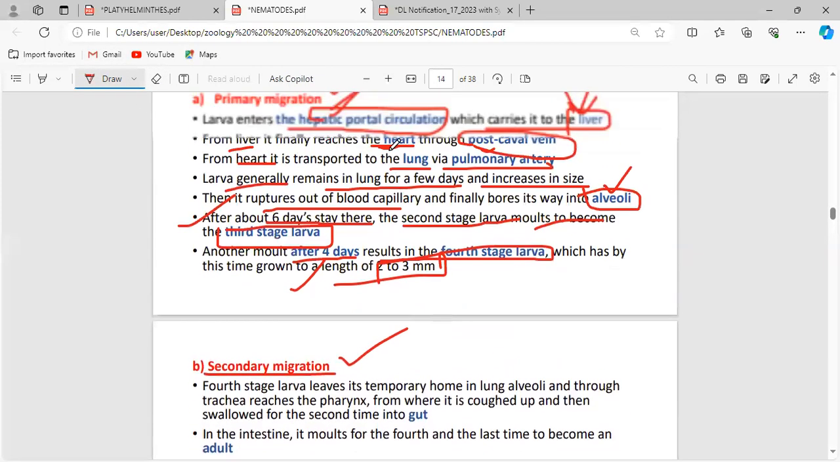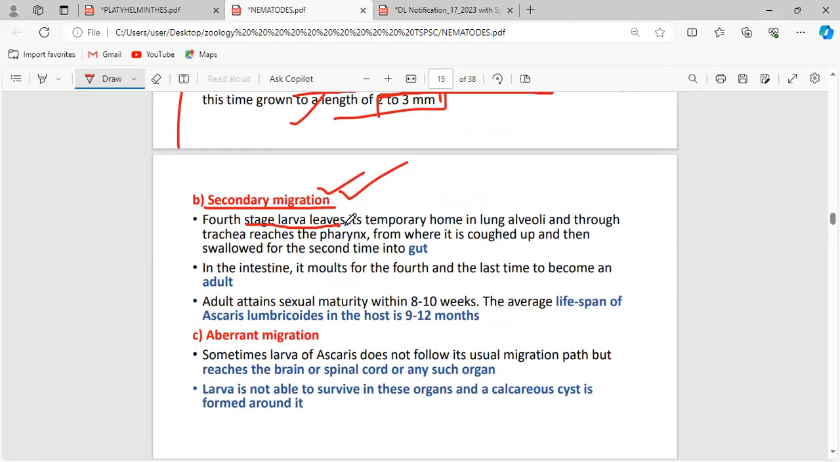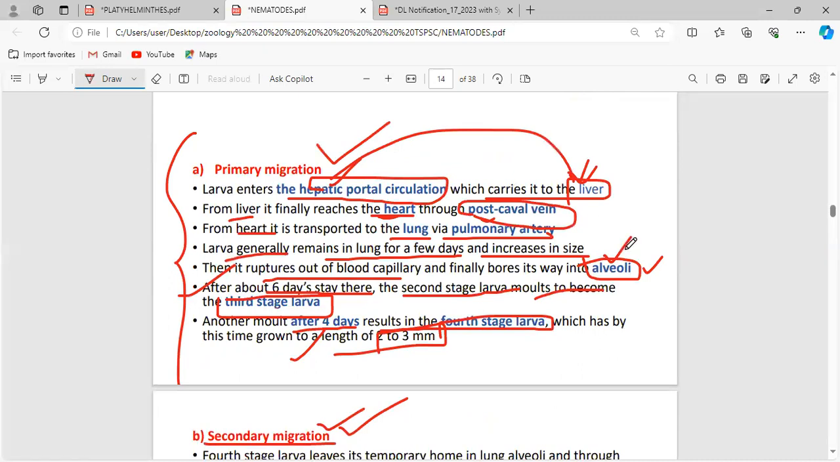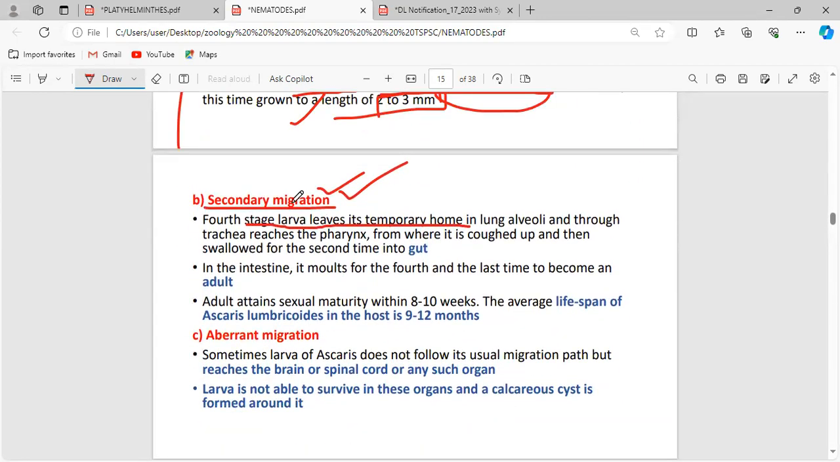Okay, now the secondary migration. This is the primary migration, where they are in the alveoli. The fourth stage larva will be produced by the primary migration itself. In the secondary migration, this fourth stage larva leaves its temporary home, that is the alveoli, through the tracheae and reaches the pharynx. In the pharynx, it is coughed up and then swallowed for the second time into the intestine.